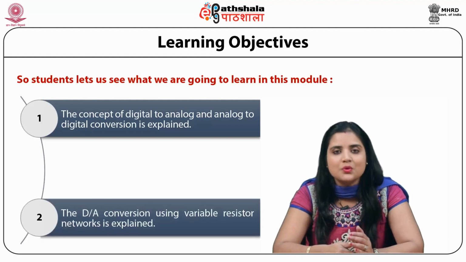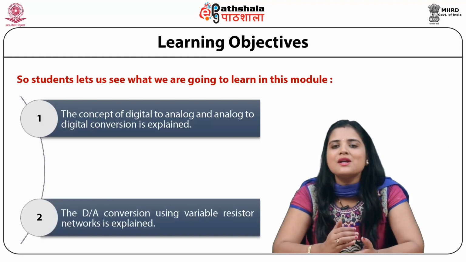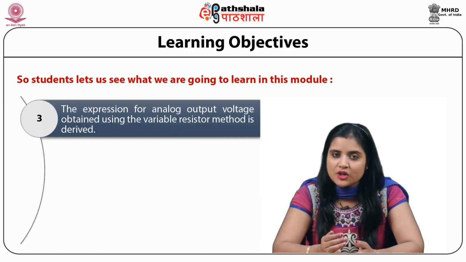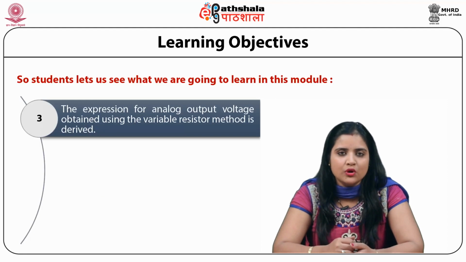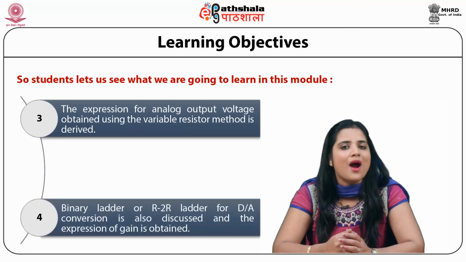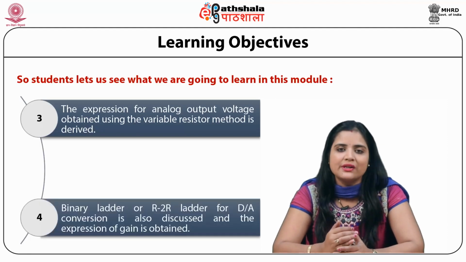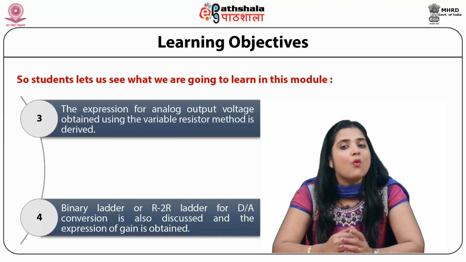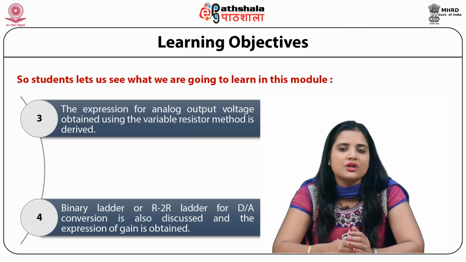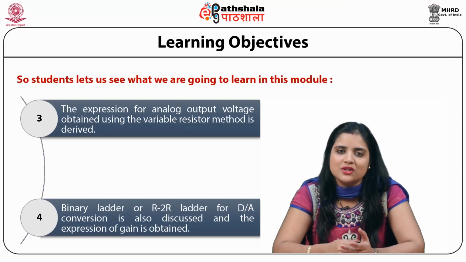The D2A conversion using variable resistor networks is explained. The expression for analog output voltage obtained using the variable resistor method is derived. Finally, the binary ladder or R2R ladder for D2A conversion is discussed and the expression of gain is obtained.